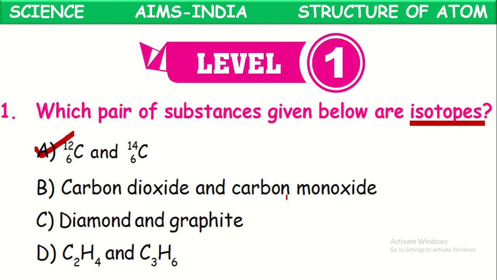Carbon dioxide and carbon monoxide are not isotopes. They are oxides of the same element carbon, but not isotopes. Graphite and diamond are allotropes of carbon, meaning the forms of an element which differ in their physical properties, but chemically they are the same. Those two are allotropes, and these are different compounds of carbon. So only these two are isotopes of carbon.